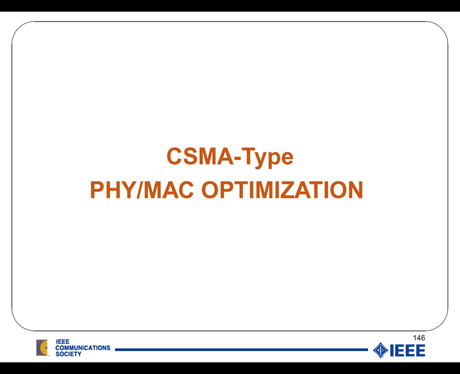Now let us move on to the CSMA type of physical and MAC layer optimization. I skipped the reservation type optimization within this tutorial, but you're welcome to read up my publications in that area or contact me via email.